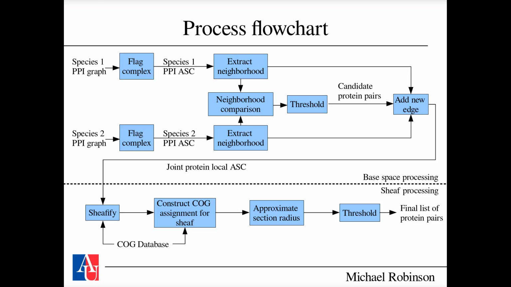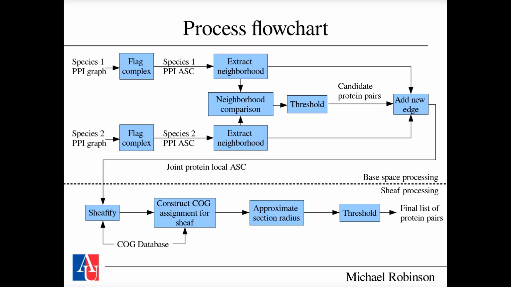We take the two species' respective protein-protein interaction network graphs. That's our input on the upper left. We convert them into abstract simplicial complexes through the process of forming a flag complex. In some sense, this isn't any more or less information than what's in the graph, but it's interpreted a bit differently, more higher dimensional. We extract neighborhoods out of that and do essentially a neighborhood comparison. That's a local network alignment.